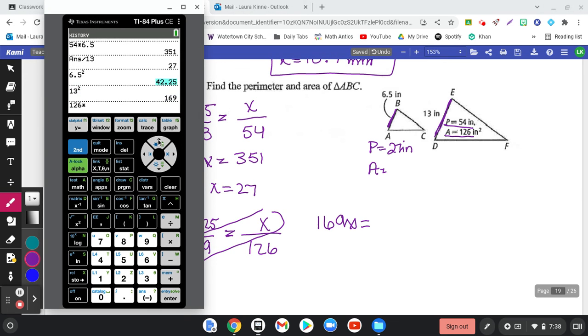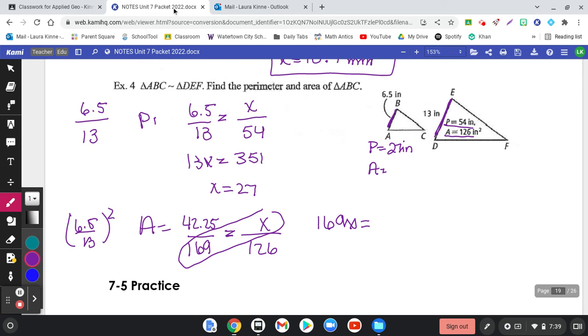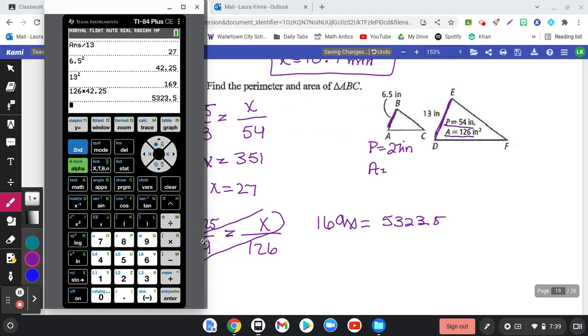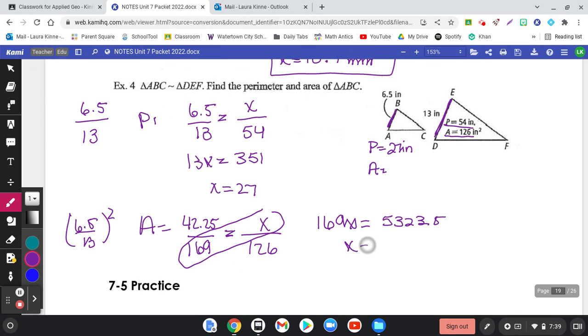I can just go up in the calculator and hit enter or type it in. And then divide by 169. 31.5 is your area. So up here, 31.5. Since it's area, it's inches squared, square inches. That's how many little 1 by 1 squares would fit in there.